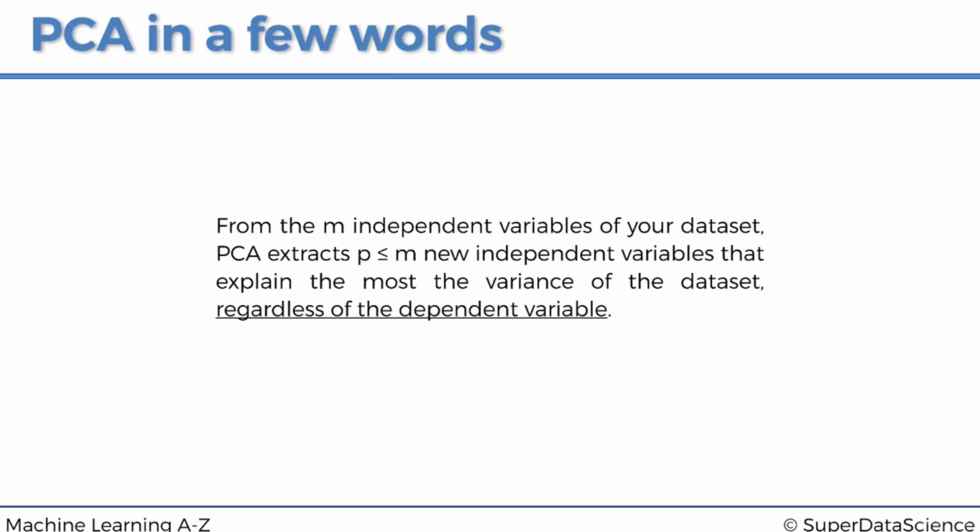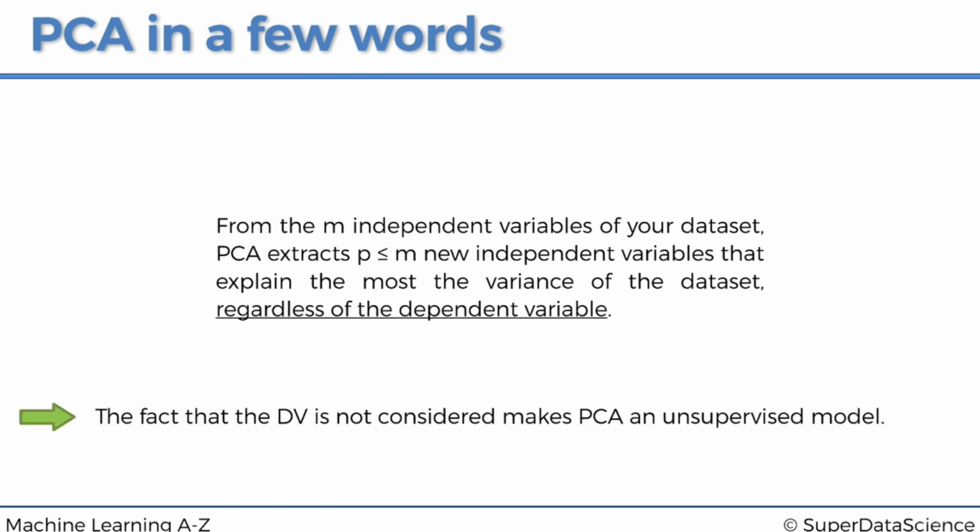So as a reminder, let's say your matrix of features has m independent variables. Well, what PCA will do is that it will extract a smaller number of your independent variables, but that are going to be new independent variables, like new dimensions. And these new independent variables extracted are going to be some new independent variables that explain the most the variance of your dataset. And that is regardless of your dependent variable. And that makes PCA an unsupervised model, in the sense that we don't consider the dependent variable in the model.